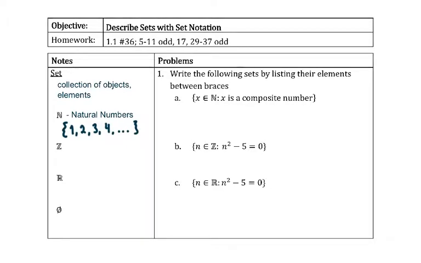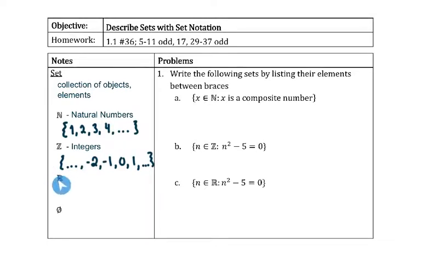The next one is this Z with the extra line in it. These are the integers. And these are your whole numbers plus all the negatives. So you'll see dot, dot, dot, and then maybe -2, -1, 0, 1. So it's the natural numbers plus all those negatives and zero.